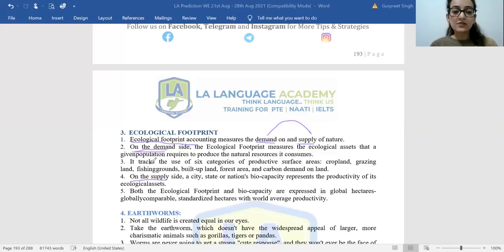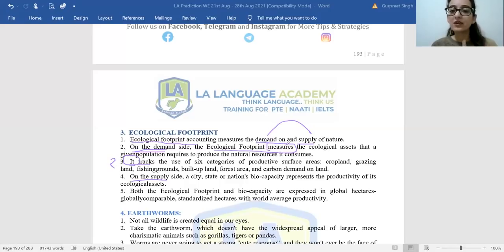And then the next one is it tracks, because if you see in the previous sentence, we said ecological footprint measures, meaning this is work done by the ecological footprint. And the next sentence also says it tracks. Tracks means again doing some kind of work. So here it's important to understand what this it stands for. It is standing for ecological footprint.